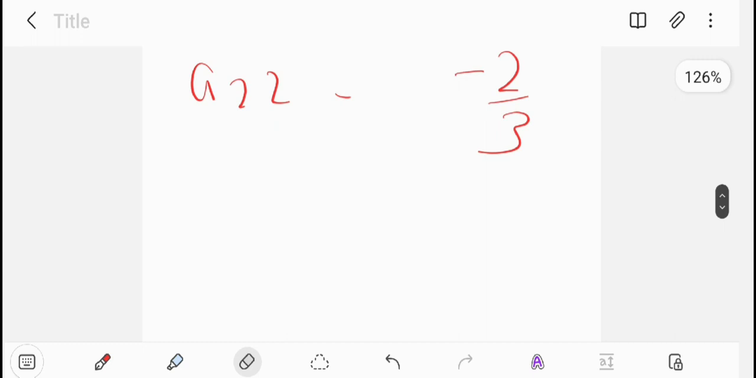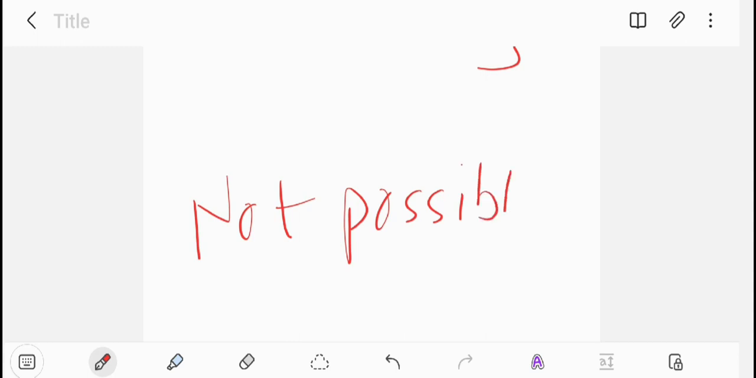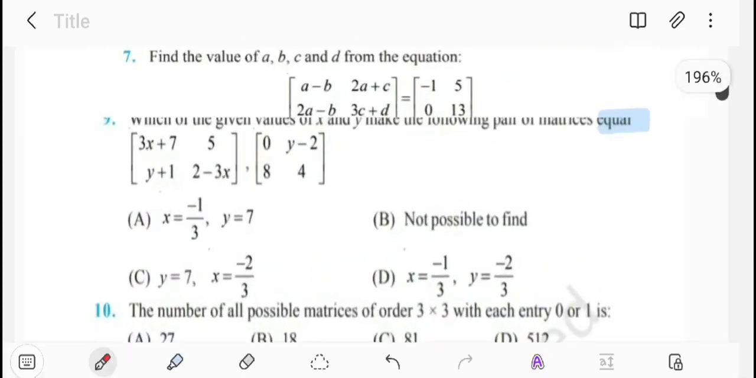Hence, the answer we get is that it is not possible to find. Which option is that? Let me see. Yes, option number B is the answer. It is not possible to find because we are getting different values of x. I hope it is clear.